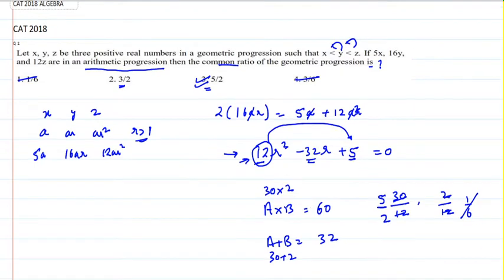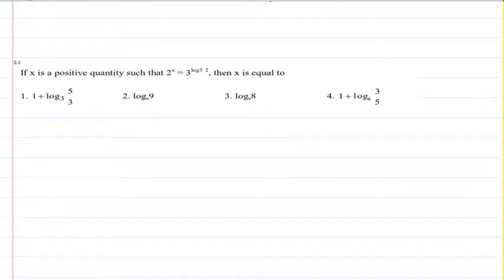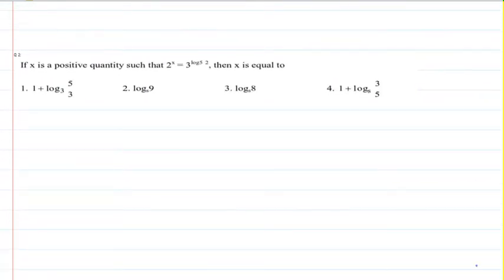Let us try the next problem. A log based problem. If x is a positive quantity, then 2 to the power x is equal to 3 log, there's a slight typing mistake here, this is 2 base 5. This is 2 base 5. It is basically written as 2 to the power x is equal to 3 to the power log of 2 base 5. Then we are trying to find the value of x.